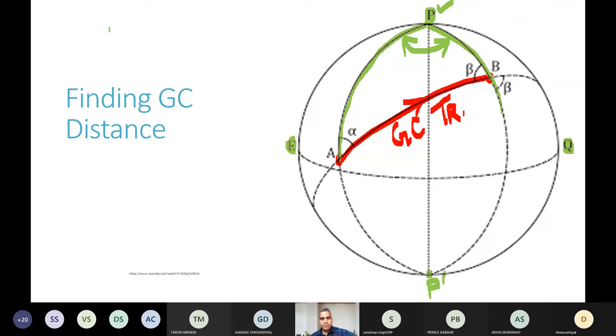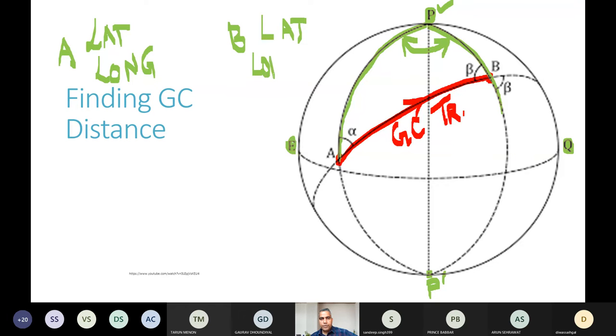Ab in questions mein, they give us both the positions. Position A, uska latitude aur longitude, ye hume provide karte hain. And position B, latitude and longitude is given to us. This is what is given in the question.